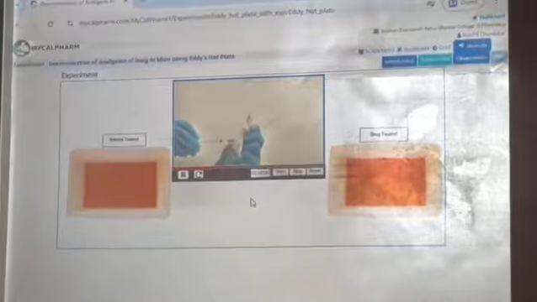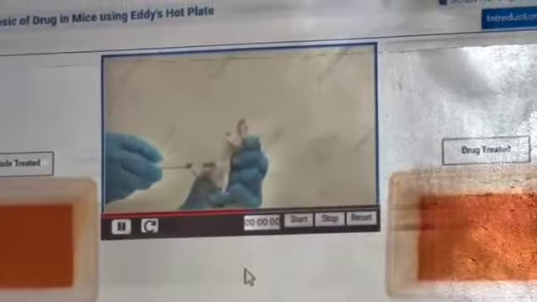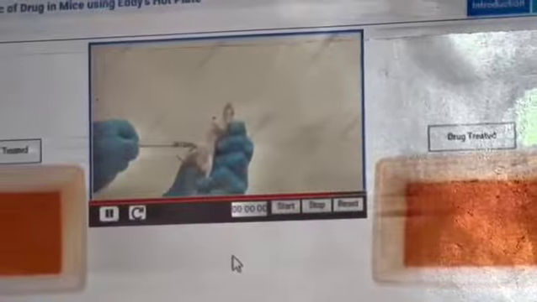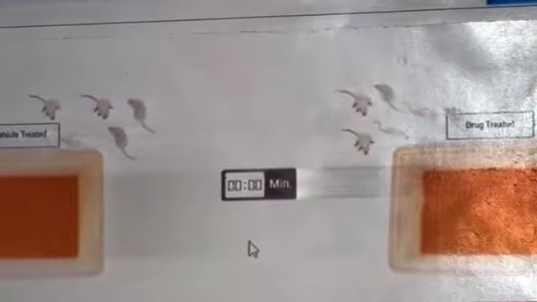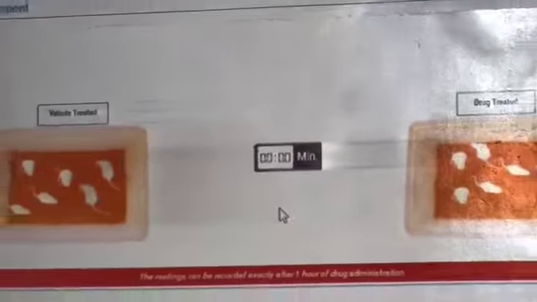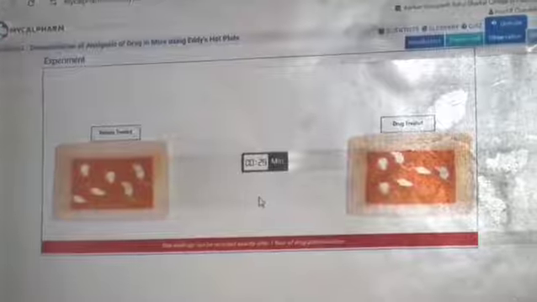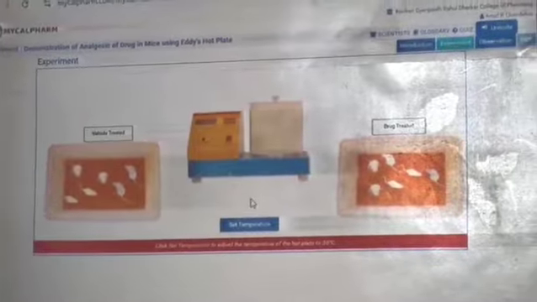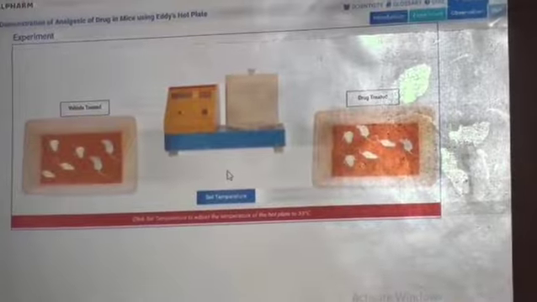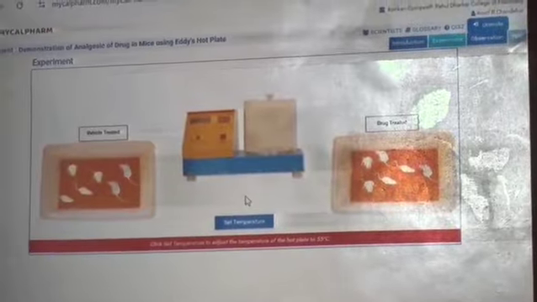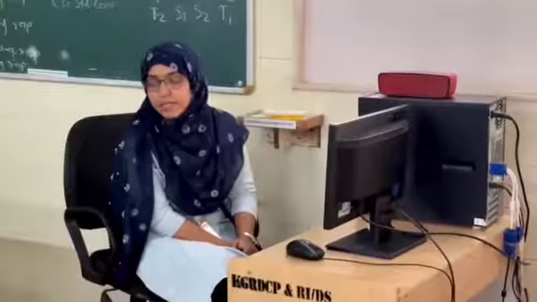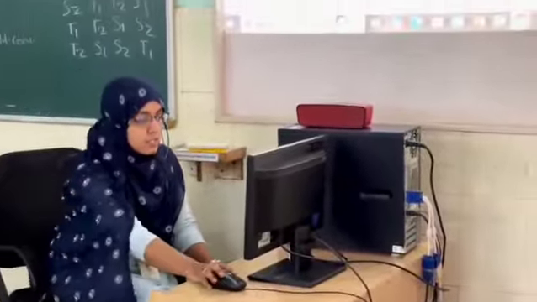They have included various videos of the experimentation they performed in this experiment. There you can see the demonstration. They have divided the 12 animals into two groups. One group is the control treated group, and the second is the drug treated group. In the control group, we inject saline for comparison purposes, and in the drug treated group, the drug is pentazocine.